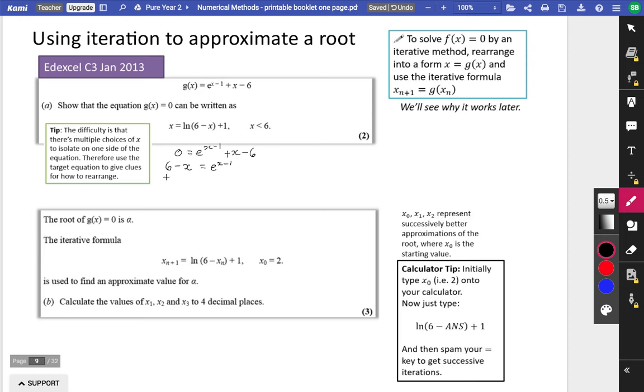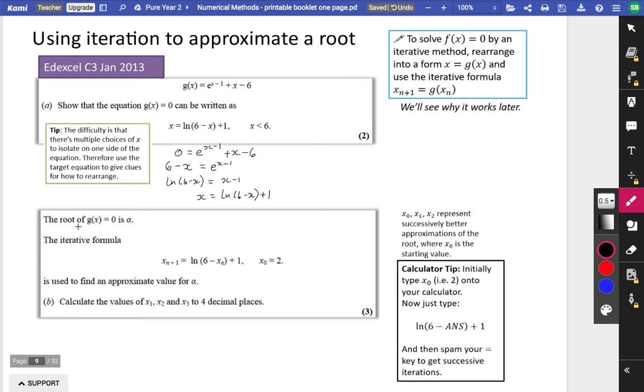So let's take logs of both sides. I'm going to do ln(6 - x) = x - 1. And then I add 1 to the other side, so we end up with x = ln(6 - x) + 1. So we've rearranged that first one to make x, not the subject, but to have it as an x equals type equation, which then means we can use this kind of thing that we've got over here.